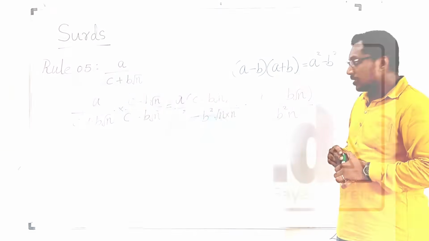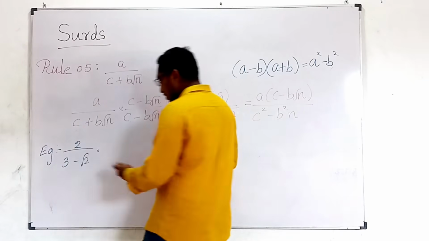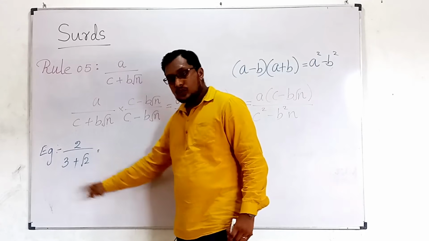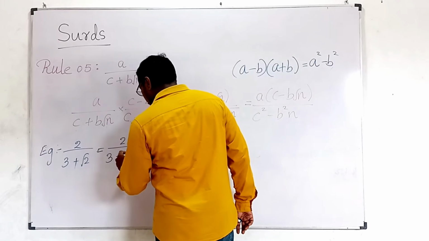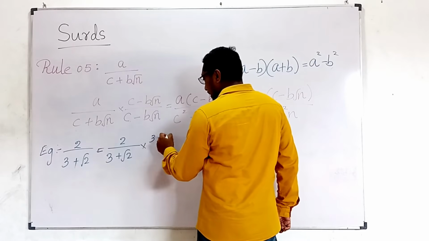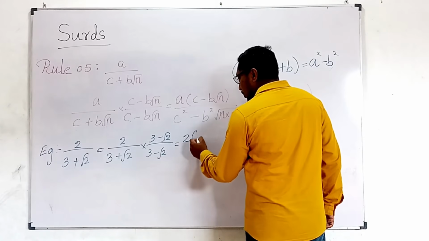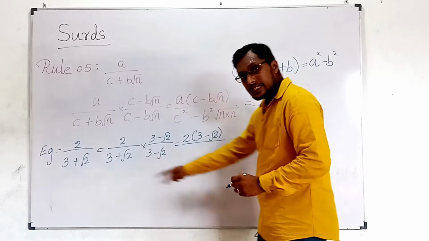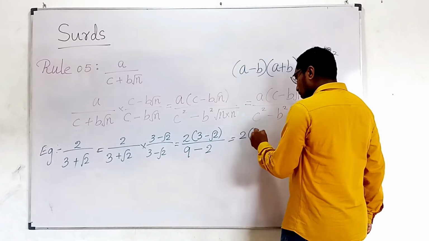Let's take an example. 3 divided by 3 plus square root 2. Okay, what is the number we should multiply now? 3 minus root 2, 3 minus root 2. Right? So the numerator becomes 3 times 3 minus root 2. And in the denominator 3 times 3 is 9, square root 2 into square root 2 is 2. So it is 3 times 3 minus root 2 over 7.